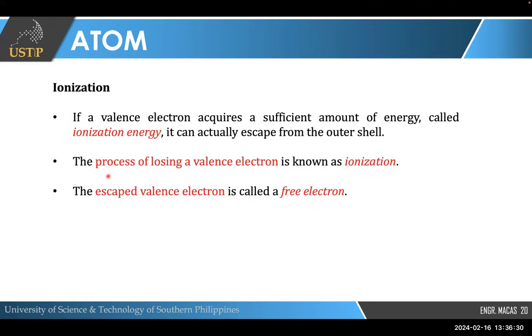So when the valence electron is lost, because it acquires a sufficient amount of energy called the ionization energy, it has ionized. It will escape from its valence shell. Once it has escaped, it is no longer called a valence electron, because it is no longer in the valence shell. We now call it a free electron. It's free now, free to do whatever it wants.